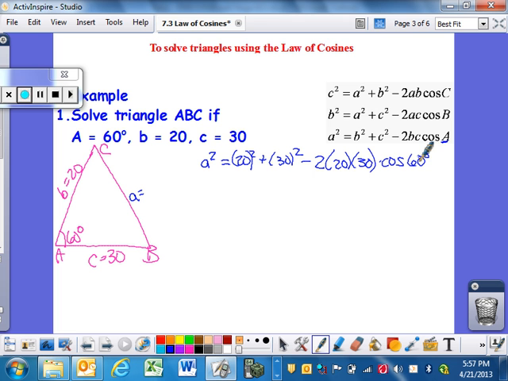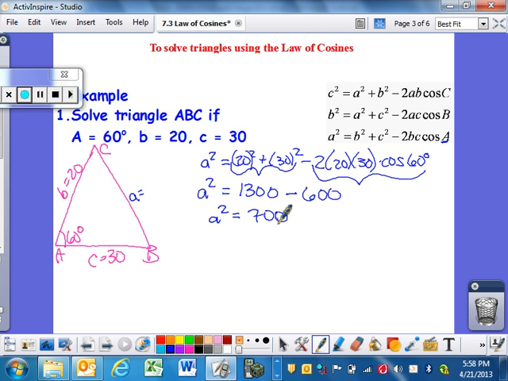So if you dump this in your calculator, it's very important that you do these first and get a number, which is 1300. Then you're going to subtract that number, which is 600 if you multiply it out, and make sure your calculator's in degree mode. A squared then is equal to 700. Alright, and then you end up getting A is approximately 26.5.